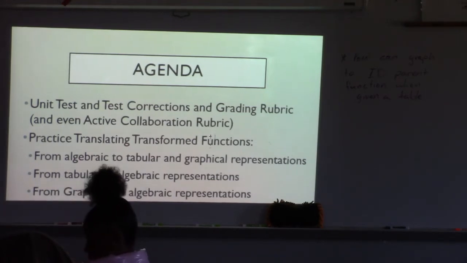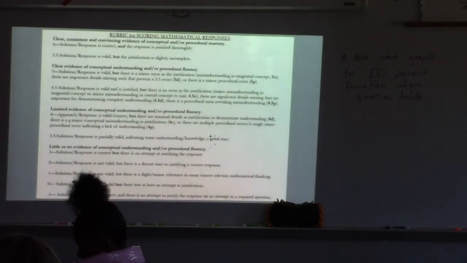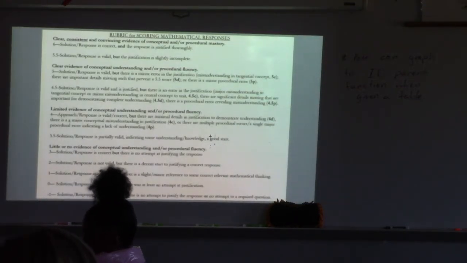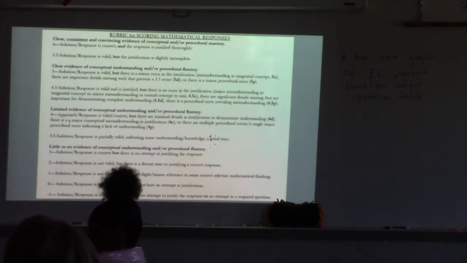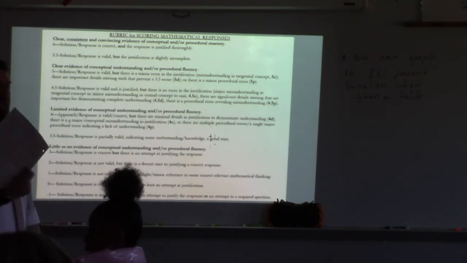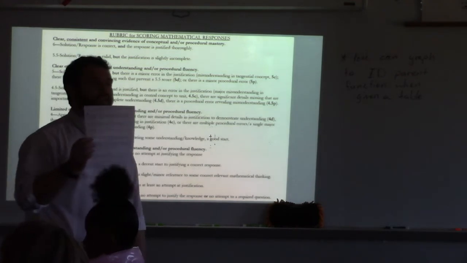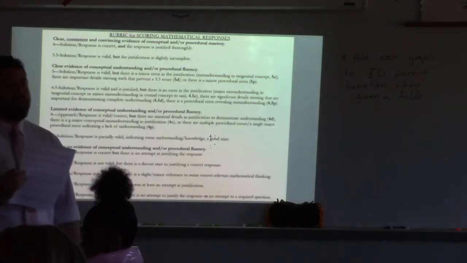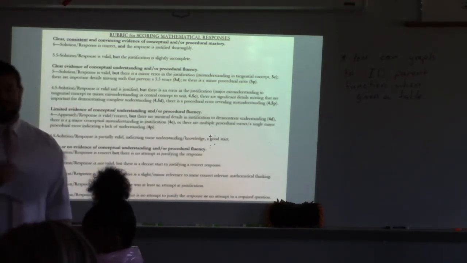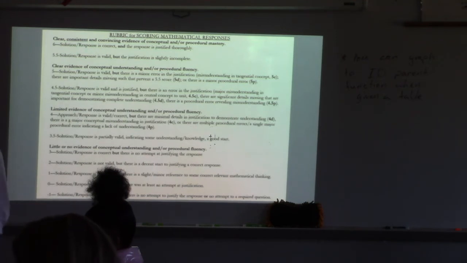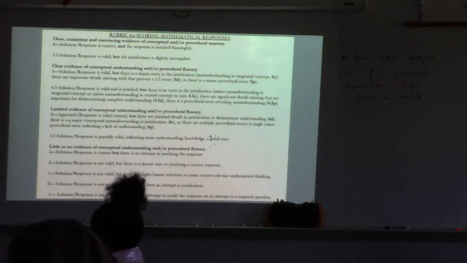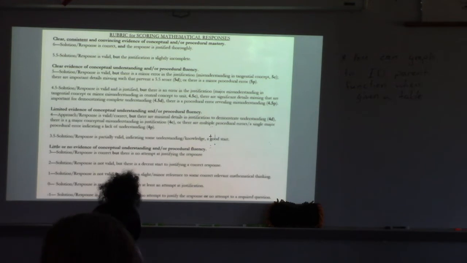A couple of quick notes on the unit tests, test corrections, the grading rubric, and even the active collaboration rubric. On your desk when you walked in, you should have each gotten this, which I emailed out to y'all. I went through each of the problems, and problems that went together. I typed out notes that should help you make test corrections. I know that we can't all make it to tutoring. You do need to make it to a tutoring session or two to improve your understanding of the problems that you missed on the test.